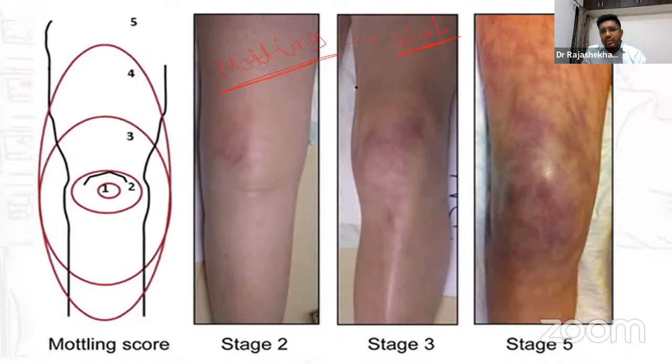And the grading of shock is also very, very important. A coin stage is considered as grade one. If it is crossing the knee joint, then it is considered as grade two. If it is up to mid thigh, then it is three. Up to groin is grade four. If it is crossing the groin, then it is called grade five. So this occurs also due to cutaneous vasoconstriction.